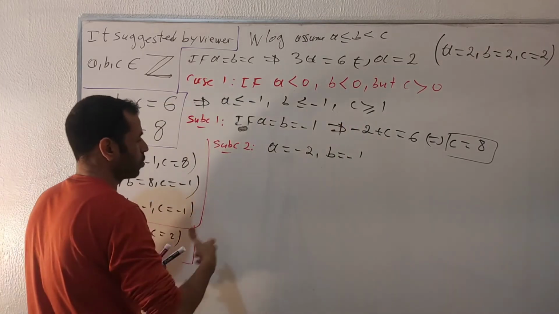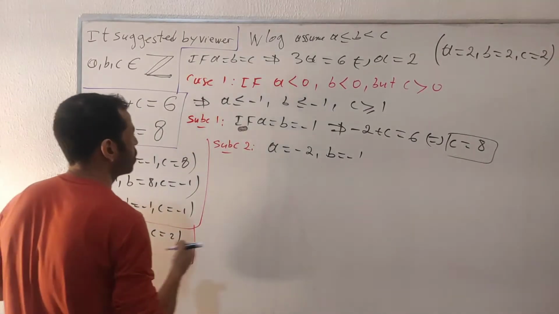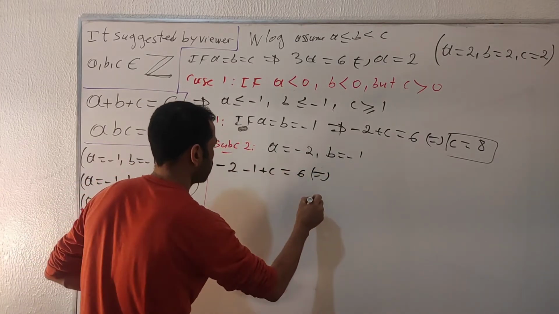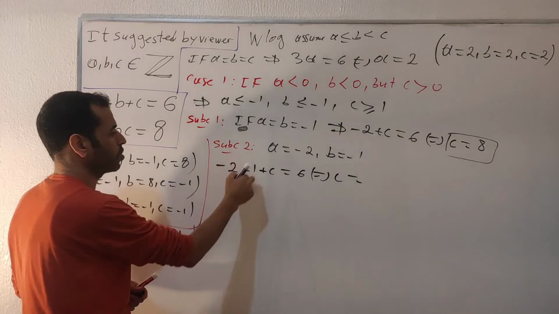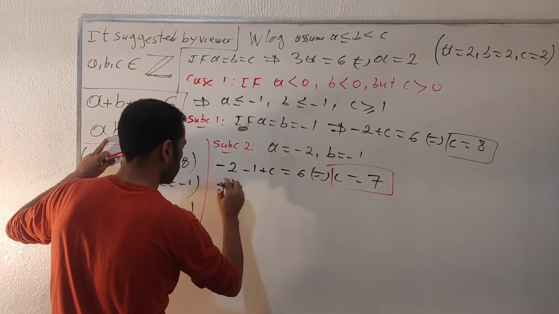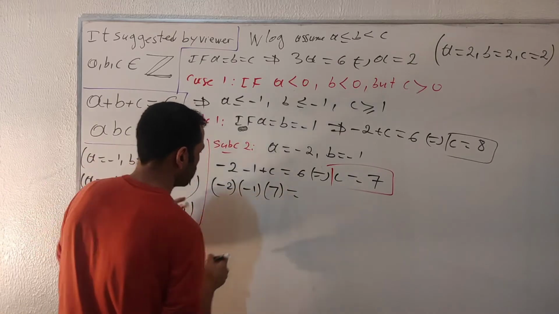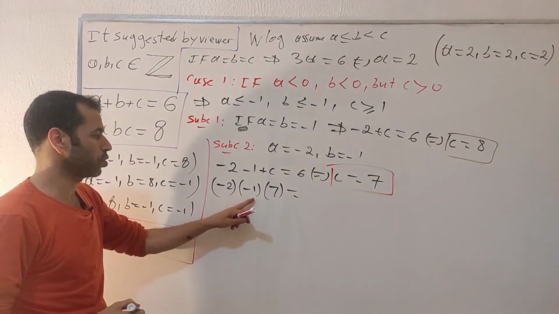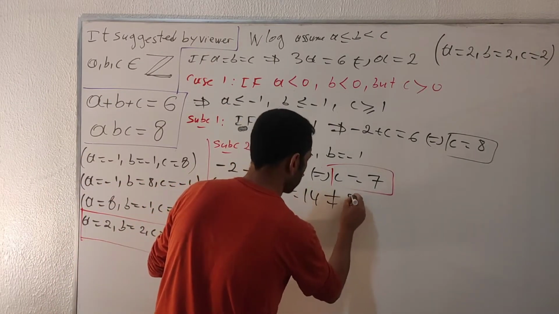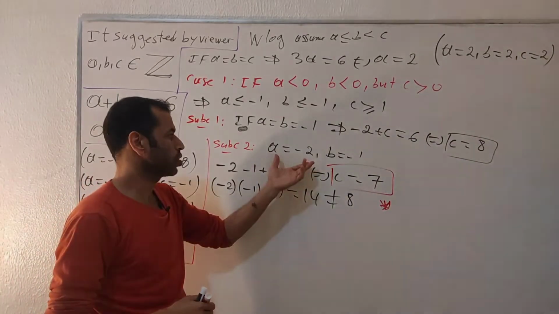So I'm simply going to take both values and insert them into the original equation to see what it gives us. I get -2 + -1 + C equals 6. I get C equals 6 by moving these two numbers to the right, so 6 plus 3, which is 9. We know A equals -2, B equals -1, C equals 9. Then -2 multiplied by -1 is 2, multiplied by the value of C, which gives a product different from 8, which is impossible, which means we have no solutions in this case.